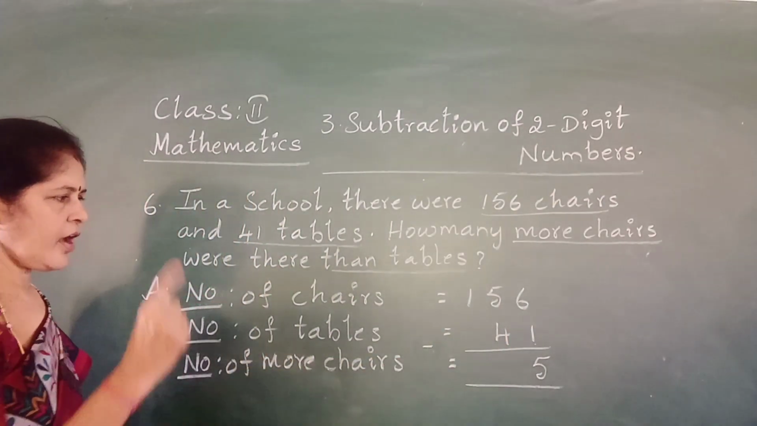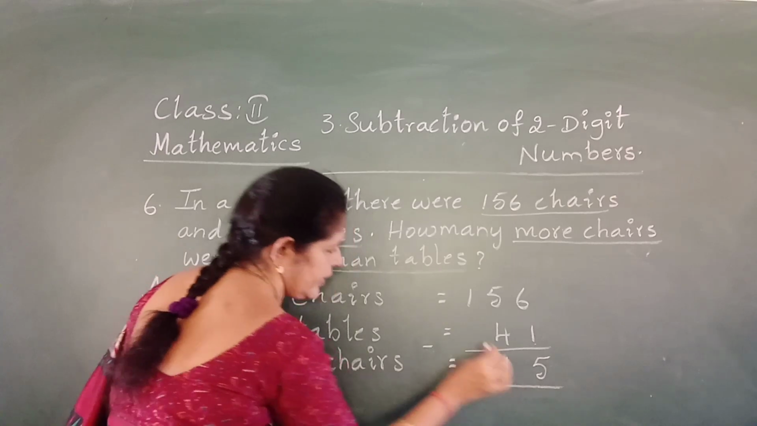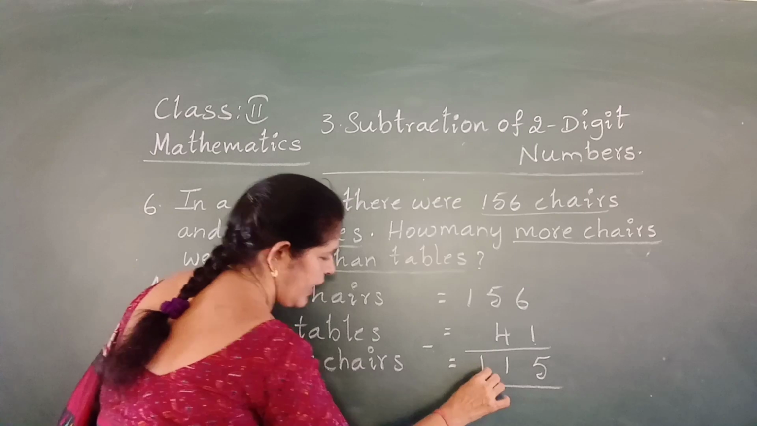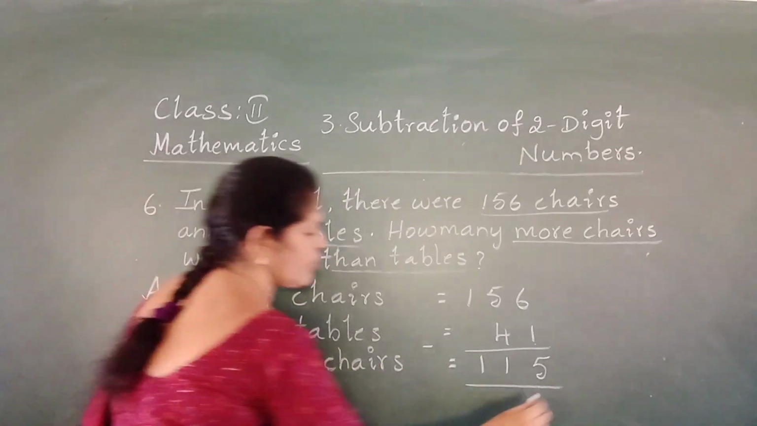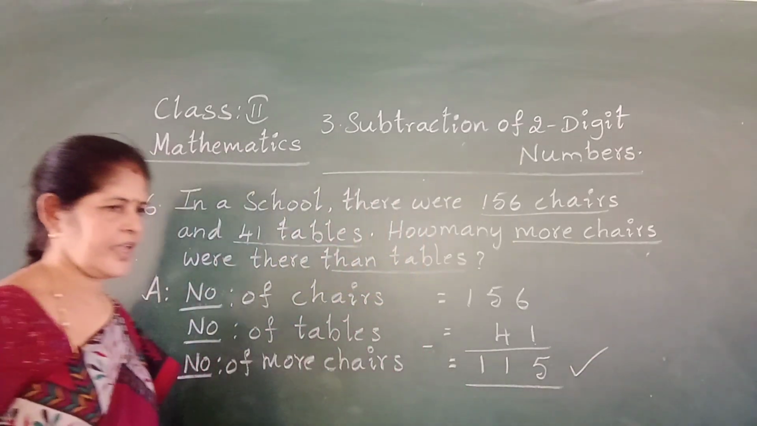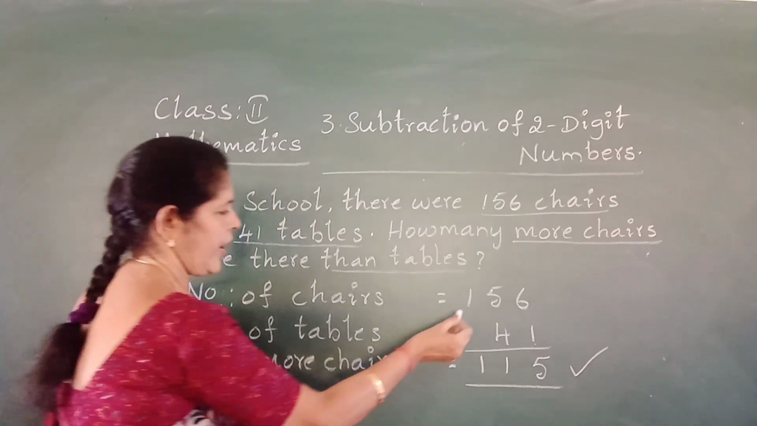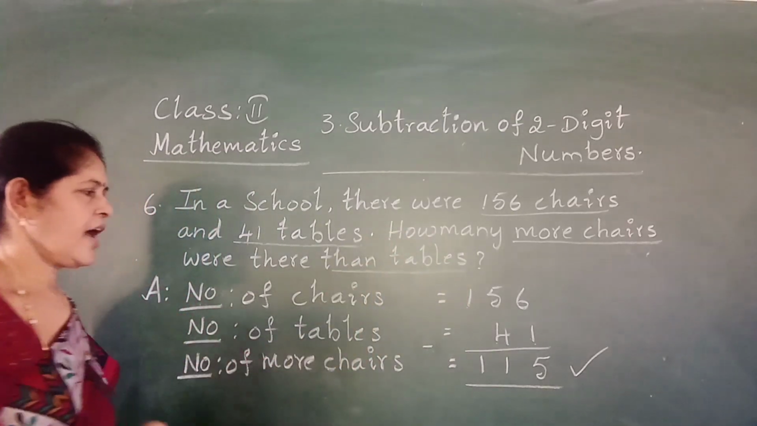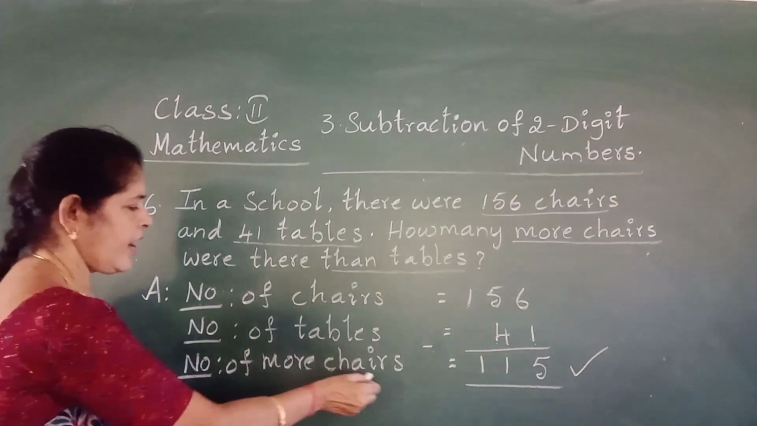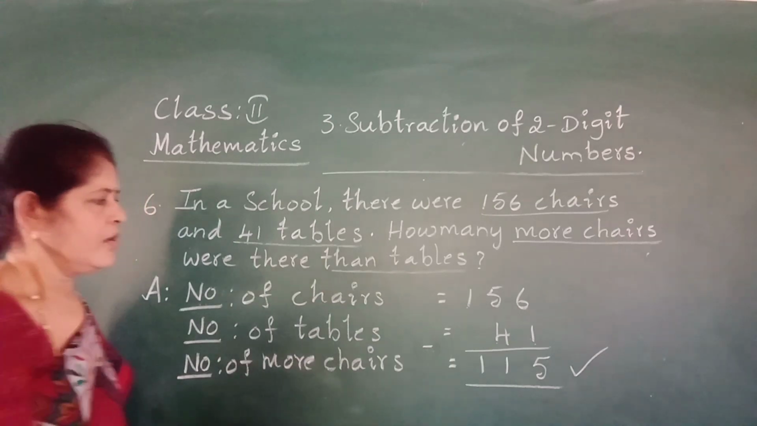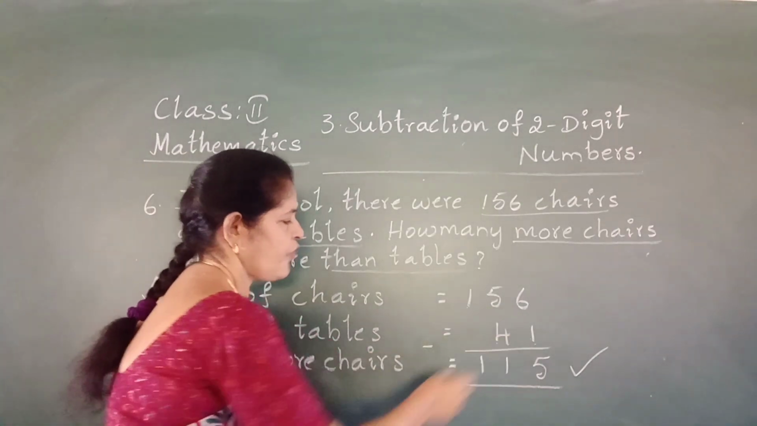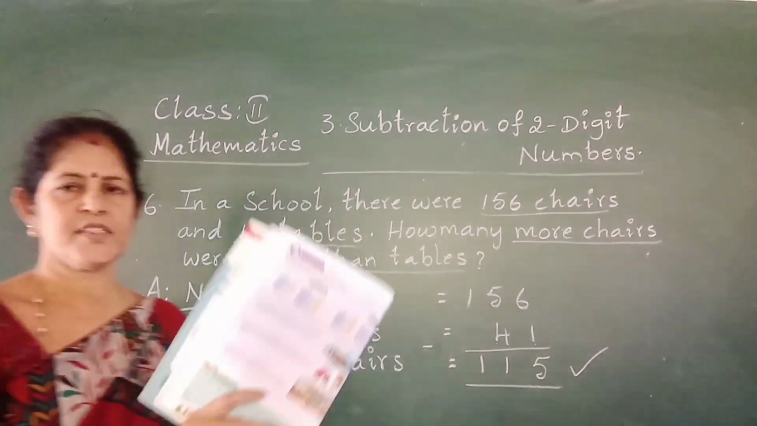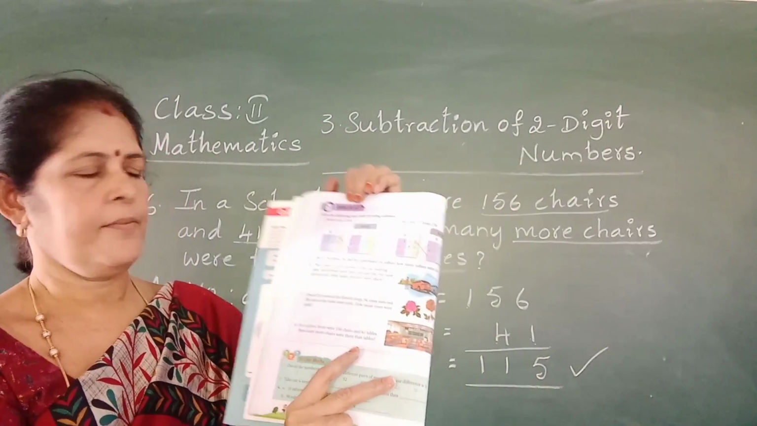Close fingers, 4 after 5. 1. Here there is no hundreds number, so bring down this number. Now the number of more chairs equals 115. Here we compared the number of chairs and the number of tables. Number of chairs is more. We find the number of more chairs by subtraction. 156 minus 41, 115. This is from our textbook exercise 3D.